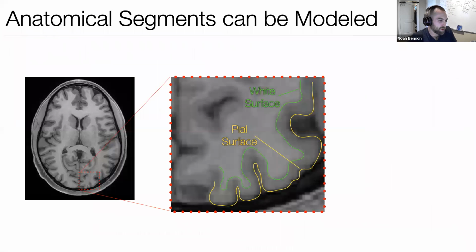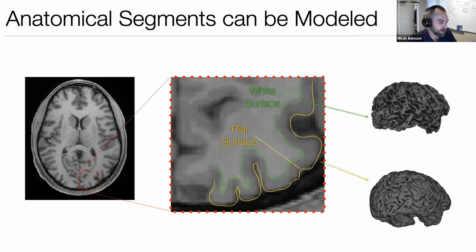So clearly, if we look closely at a slice of a T1 weighted image, we can see both what is called the white surface here in green, and that's the boundary between the brain's white matter and gray matter, as well as the pial surface, which is the boundary between the gray matter and the outside of the brain, and that's in yellow here. We can use the difference in intensity between the layers of the image to come up with a model of where these surfaces are in this slice. And if we do that for all the slices, we can come up with a model of where the surface is everywhere, which looks like these surface models that you've probably seen before.